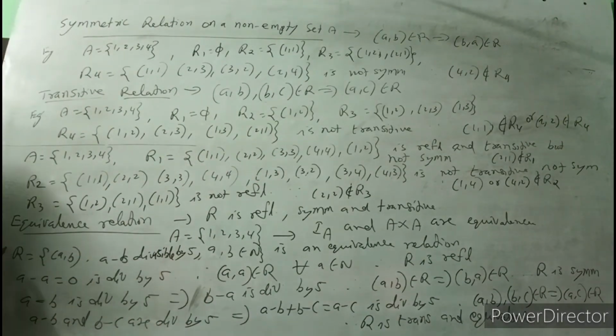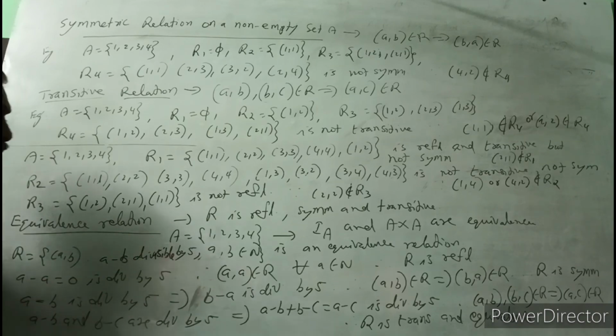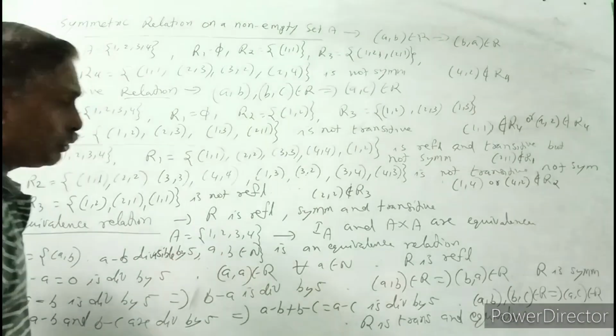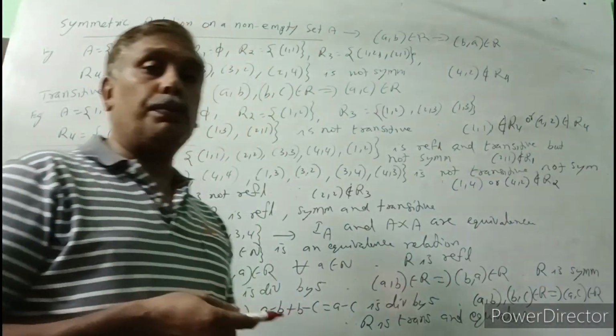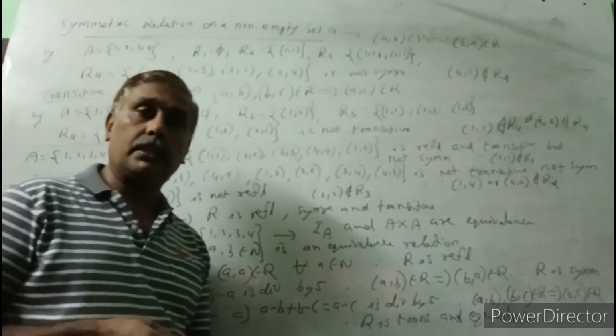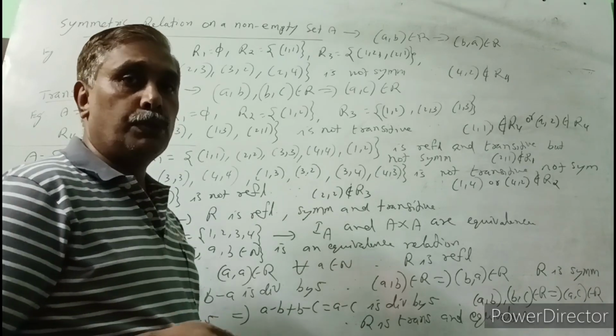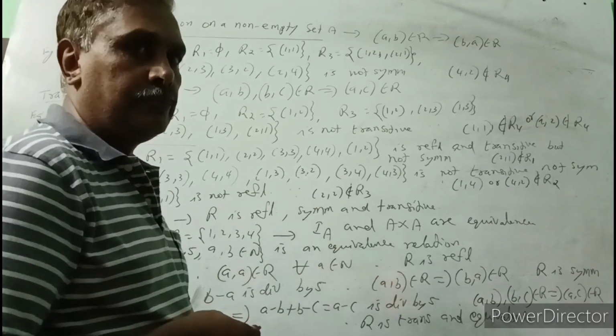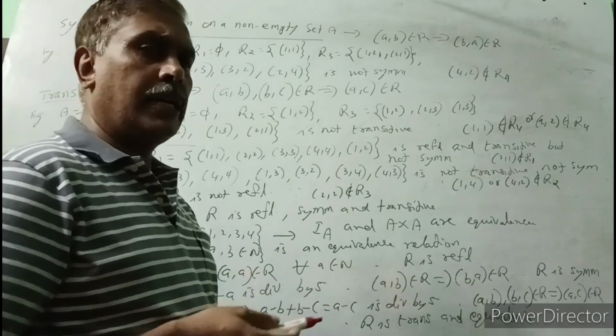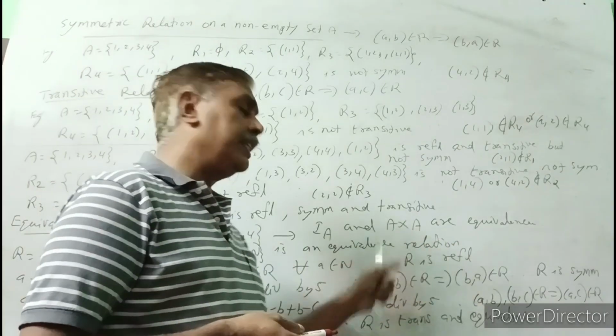Now, one question is written: R is equal to the set of ordered pairs (a, b) such that a minus b is divisible by 5, where a and b are natural numbers. You take natural numbers in such a way that their difference is divisible by 5. For example, (1, 6): 1 minus 6 is divisible by 5. (1, 11): 1 minus 11 is divisible by 5. Lots of examples are there. How can we prove it is an equivalence relation?